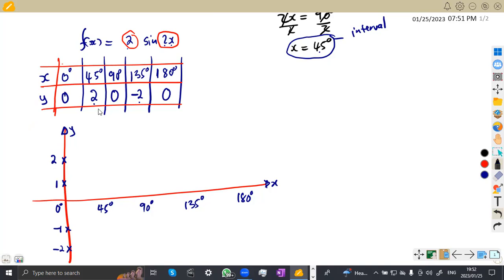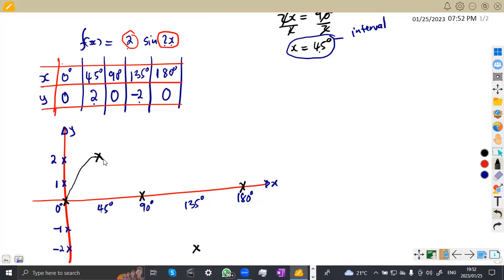Okay, so the first one, that's 0, 0, that is 0, 0 here. 45 versus 2, so this is 45 versus 2 here. 90 versus 0, that's 90 versus 0 here. 135 and -2, 135, -2, that's down here. 180 versus 0, that's 180 versus 0 here. So now we can just sketch by joining the points.